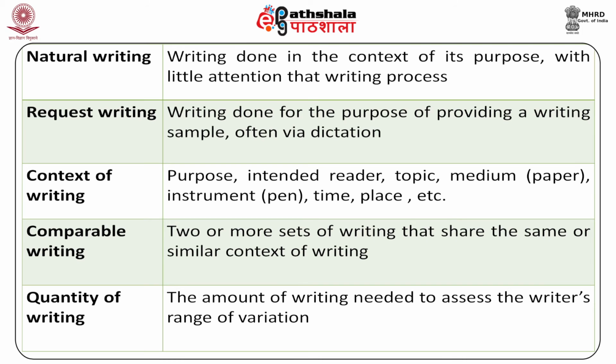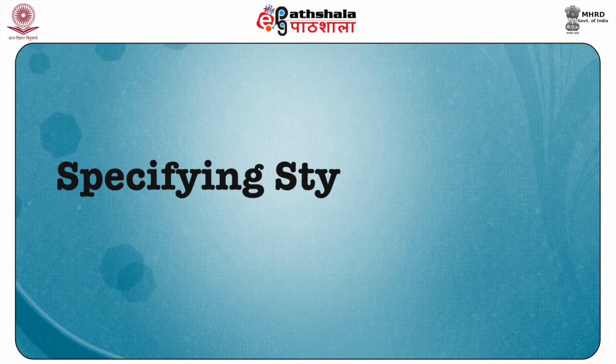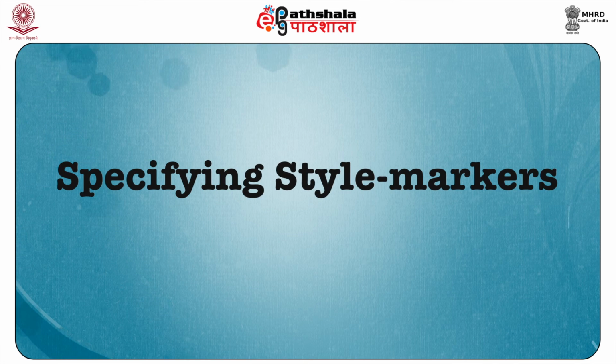Then comparable writings: two or more sets of writings that share the same or similar context of writing. Then quantity of writing: the amount of writing needed to assess the writer's range of variation. Now we'll discuss specifying style markers.